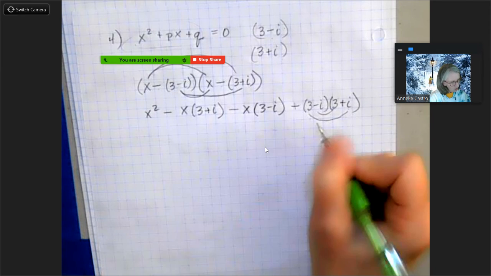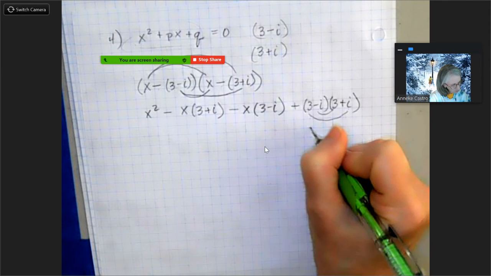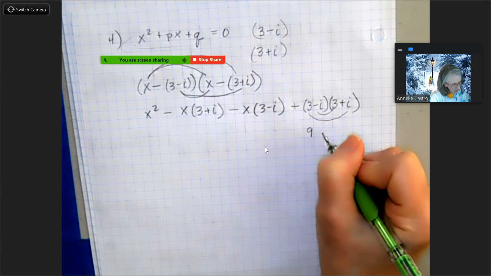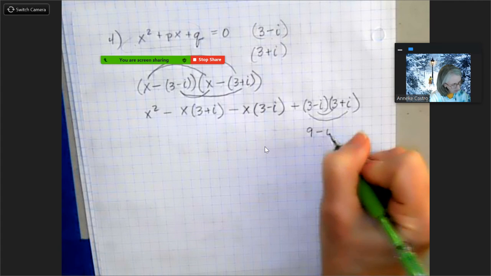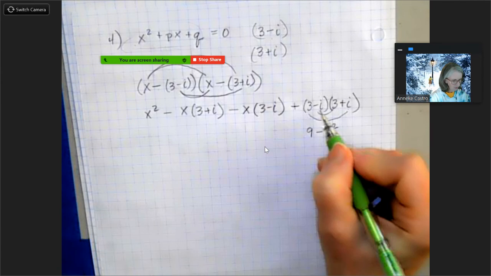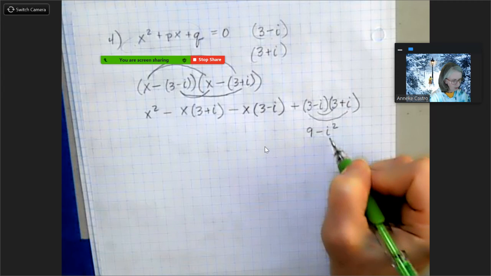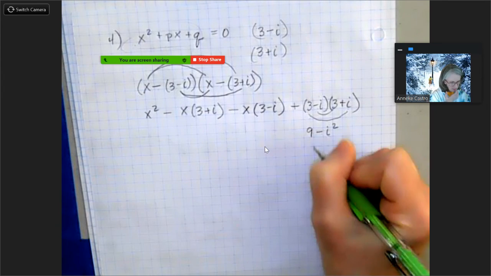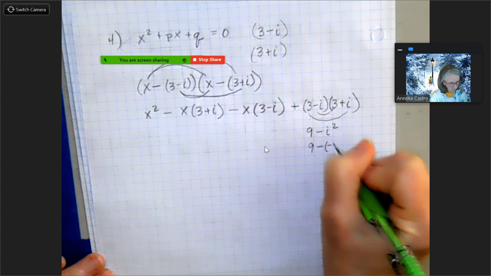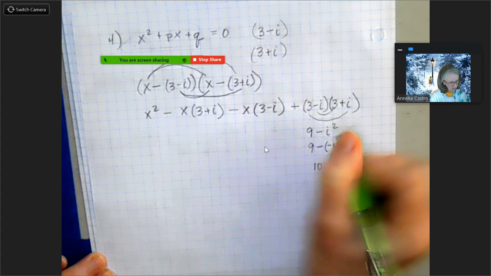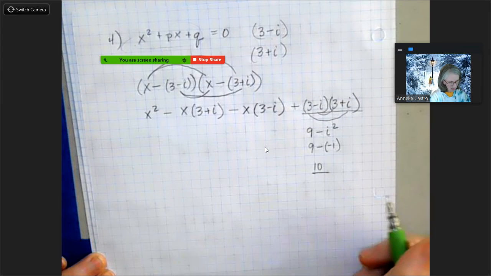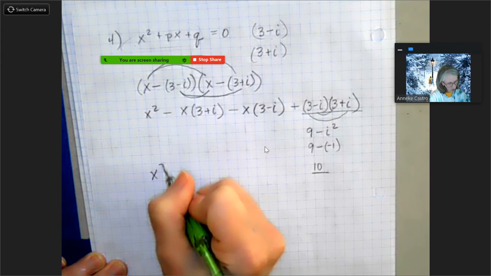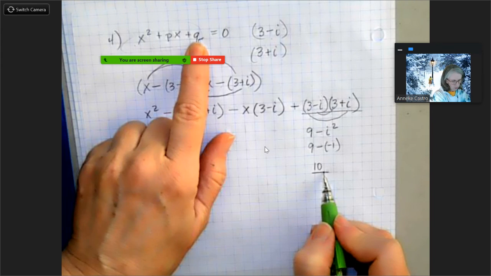Woohoo, shortcut. So when I multiply this out, I get 3 times 3 is 9. And I have negative i times positive i, so that's negative i squared. We know that i squared is equal to negative 1. So this is the same as 9 minus negative 1, which gives me 10. The first term is just still going to be x squared. So look, we're already partway done. Looks like q is going to be 10.